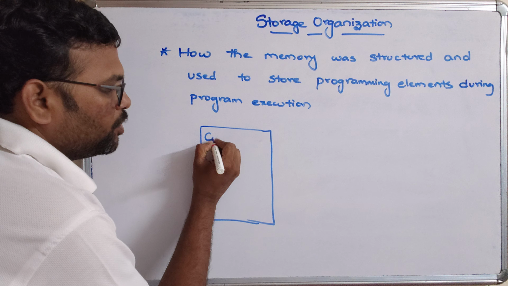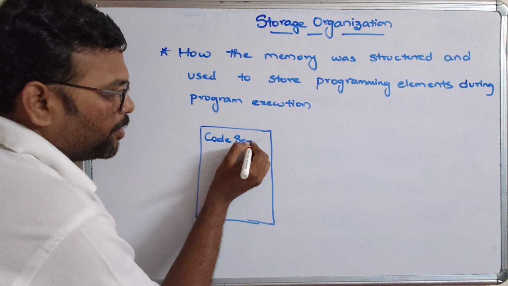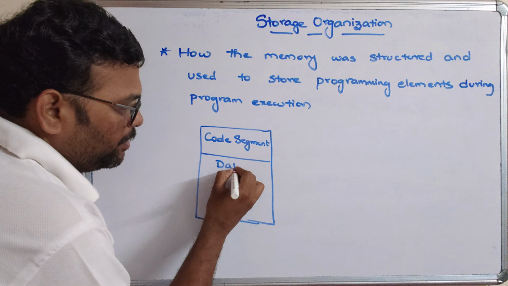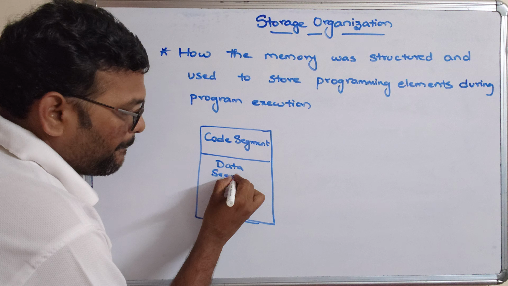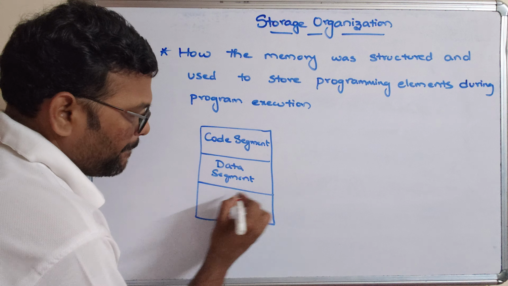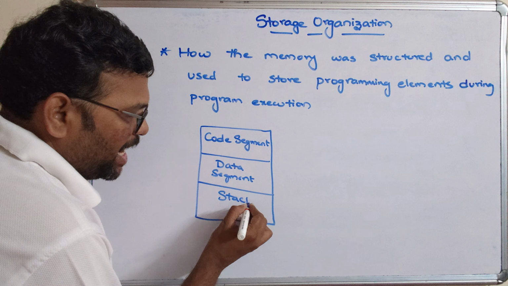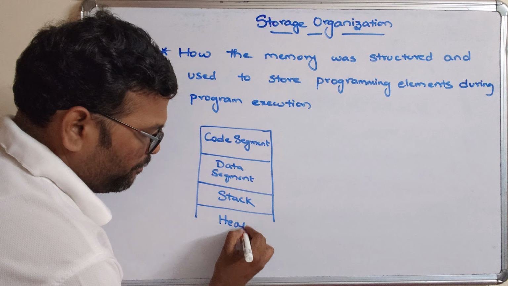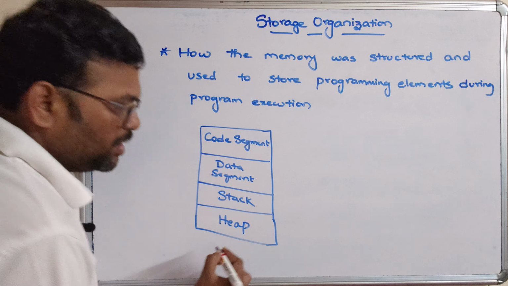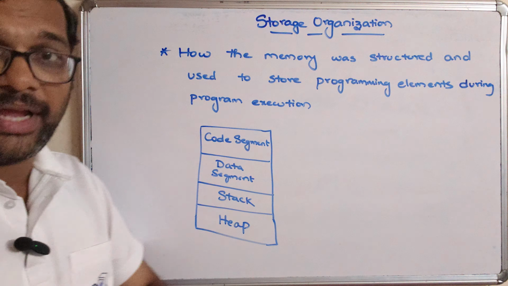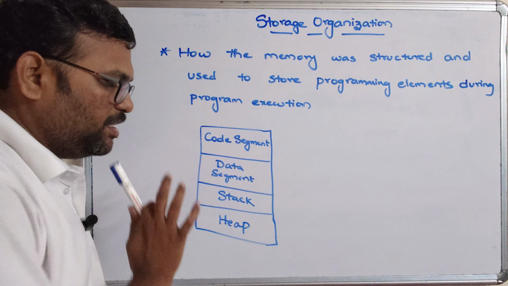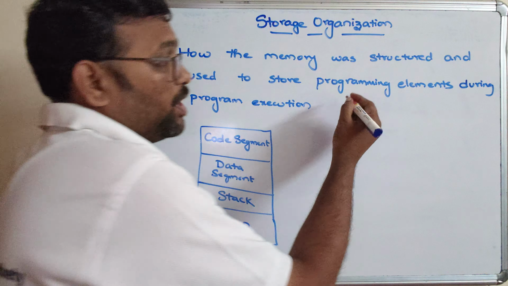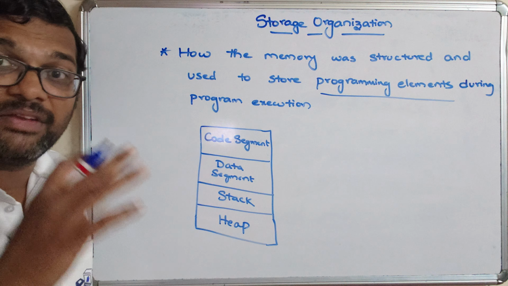Now the complete memory is divided into four parts. The first one is code segment, data segment, stack, and heap. The complete memory is divided into four categories: code segment, data segment, stack, and heap. Whatever variables and programming elements we are going to use, everything will be stored in these four divisions.